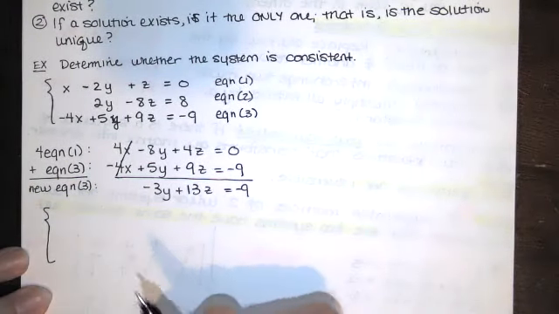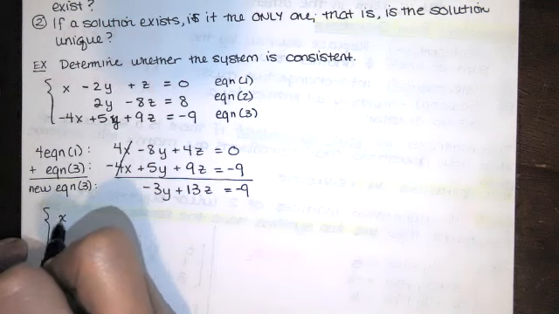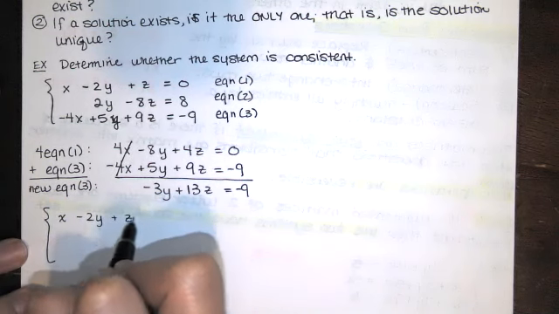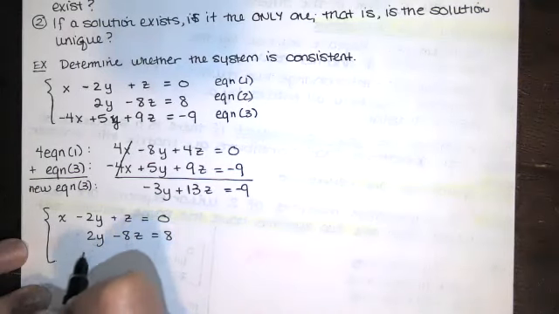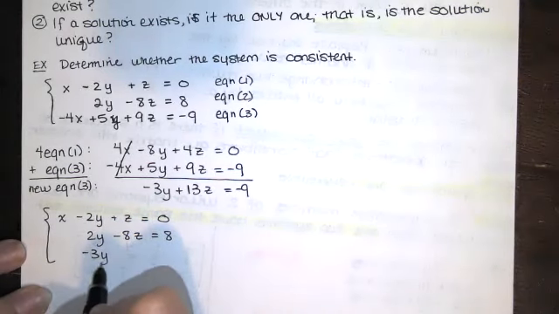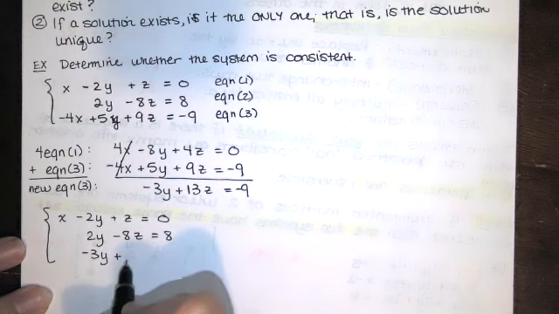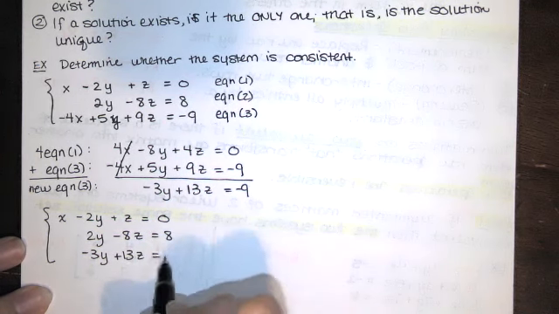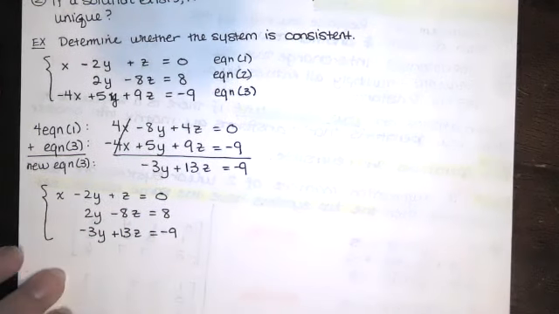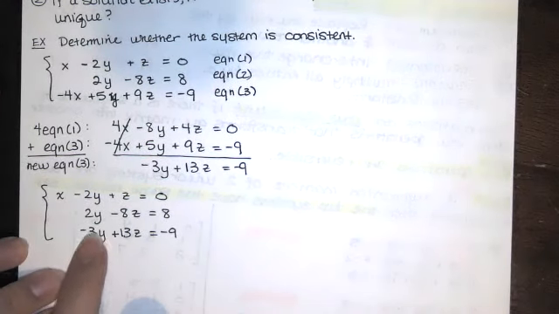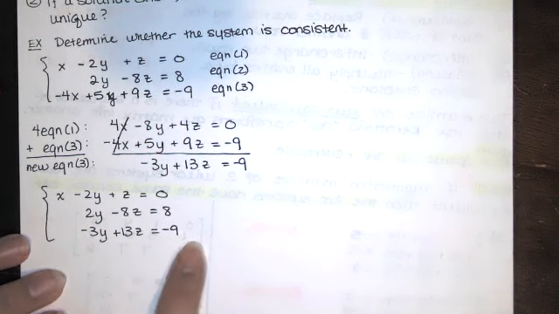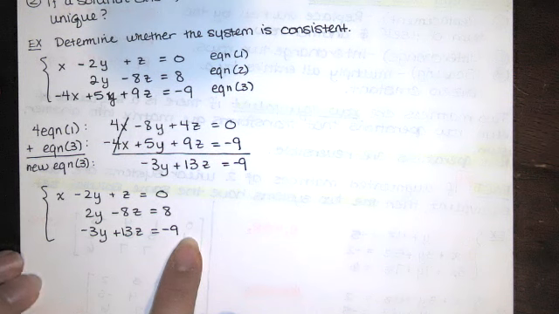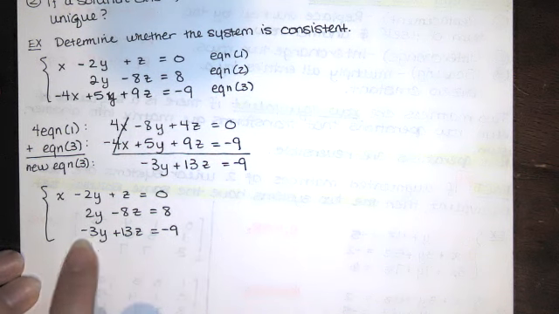So now my new system comes from leaving the first and second equation alone, and replacing that third equation with negative 3y plus 13z equals negative 9. Now I'd really like to have no y's right here. Ideally, this would be completely gone. So one thing that I could do is multiply this by negative 1 to make that a positive 3.